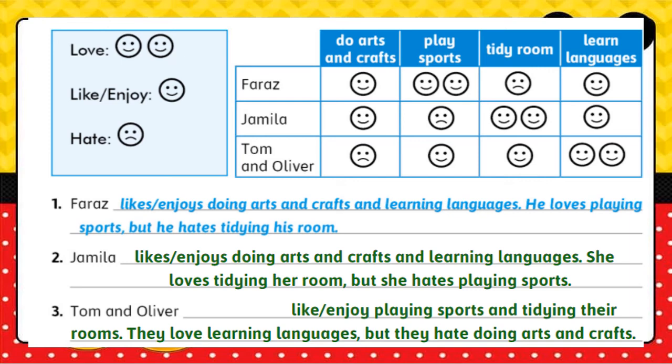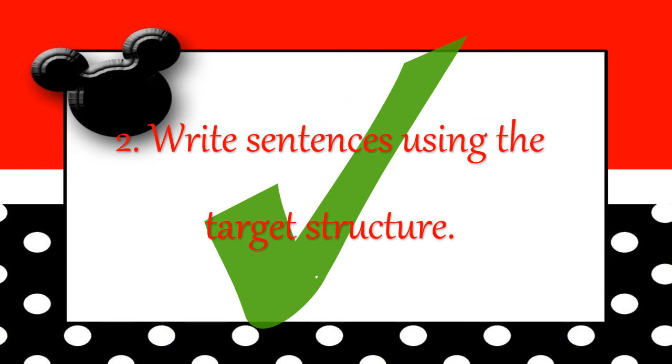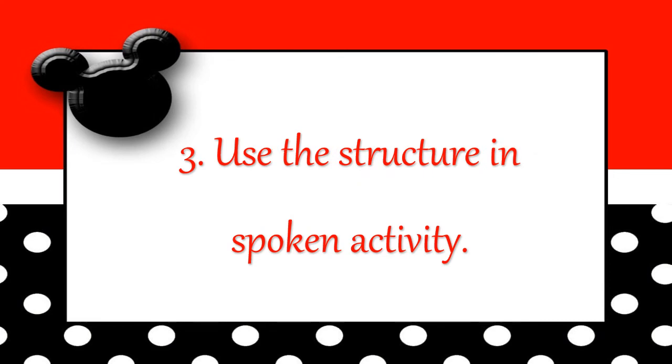Let's see the sentence. Tom and Oliver like playing sports and tidying their rooms. They love learning languages, but they hate doing arts and crafts. Don't forget to write the answer in your workbook. Write sentences using the target structure. Let's move to objective number 3. Use the structure in spoken activity.